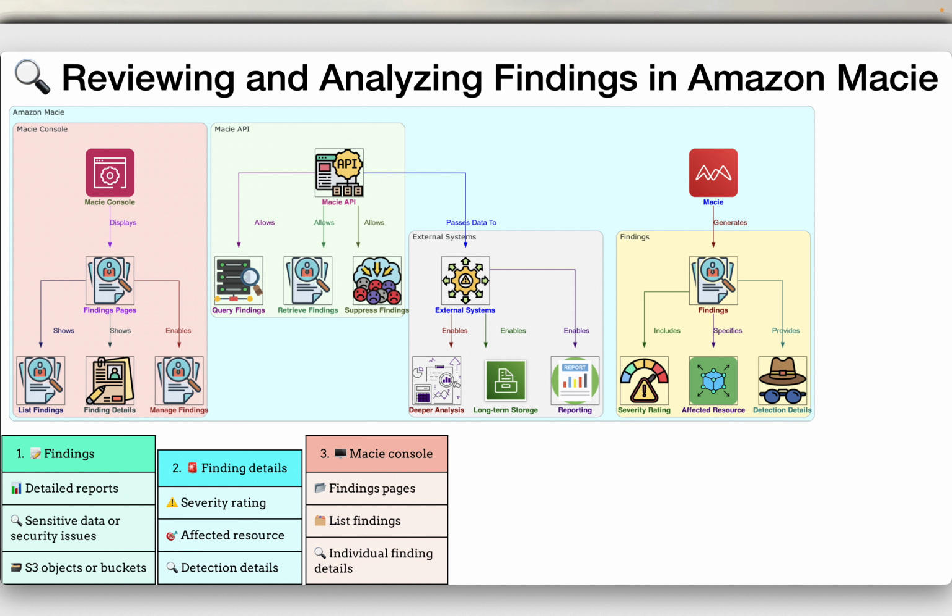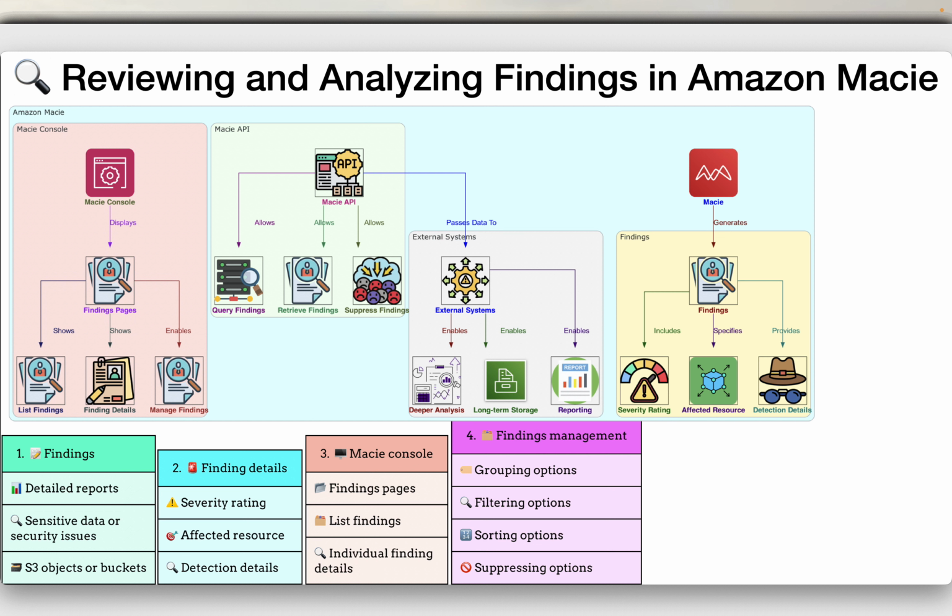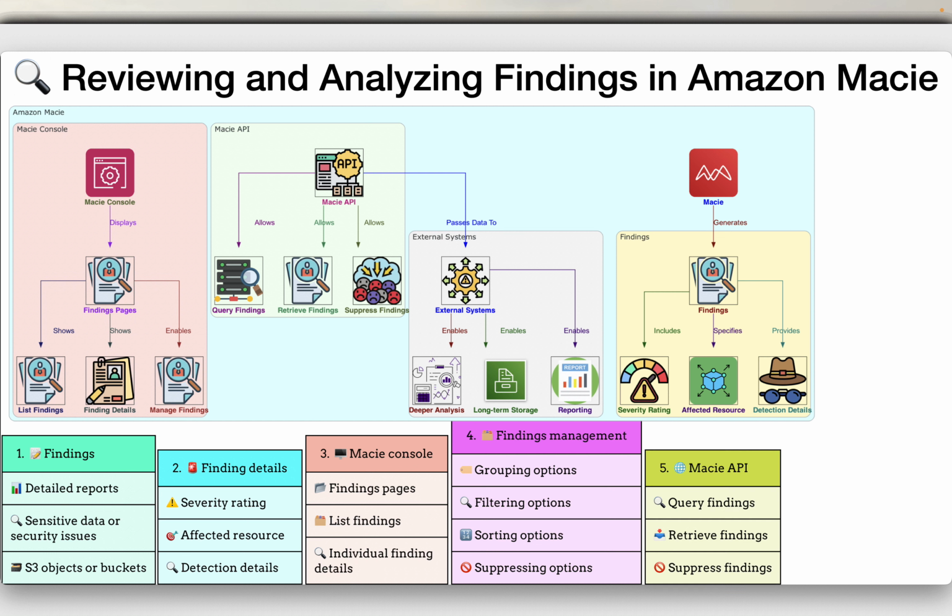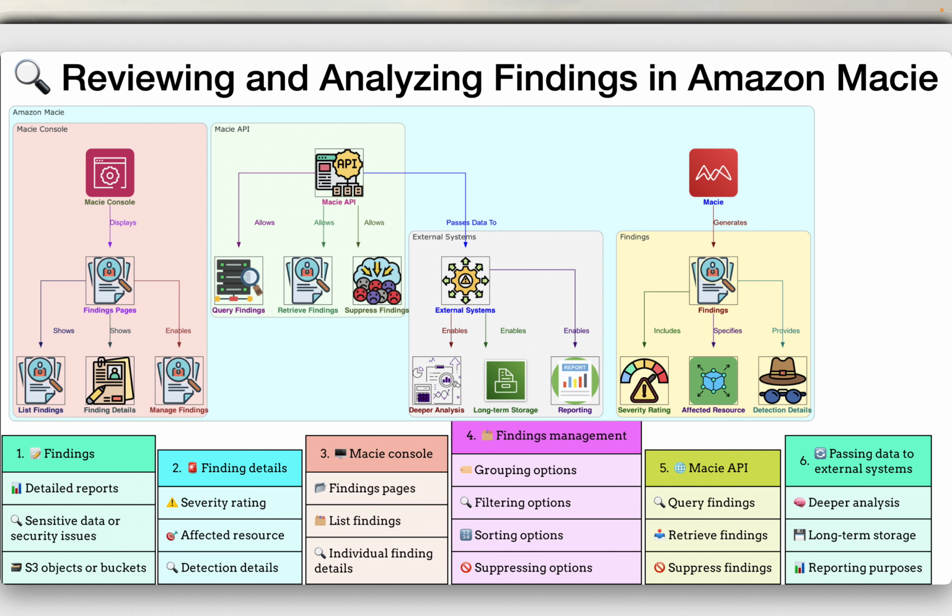To review, analyze, and manage findings, you can use the findings page on the Amazon Macie console, which lists your findings and provides the details of individual findings. The findings page provides multiple options for grouping, filtering, sorting, and suppressing findings, which allows for efficient management and analysis. You can also use the Amazon Macie API to query, retrieve, and suppress findings programmatically. If you use the Macie API, you can pass the findings data to another application, service, or system for deeper analysis, long-term storage, or reporting purposes.